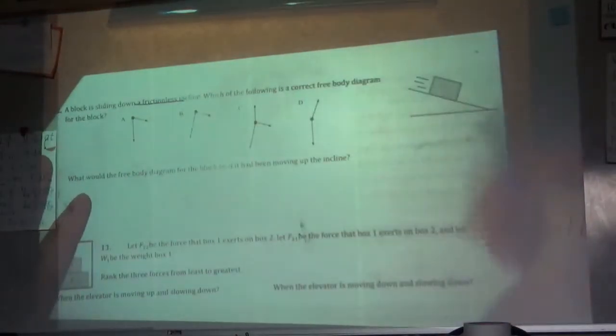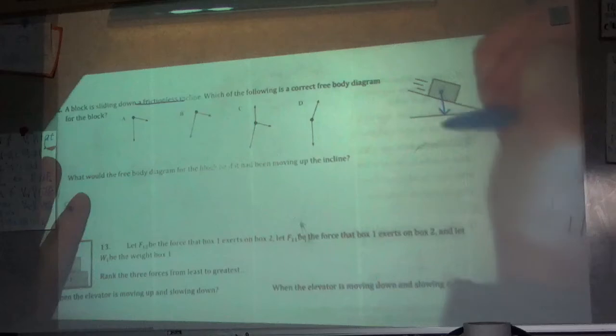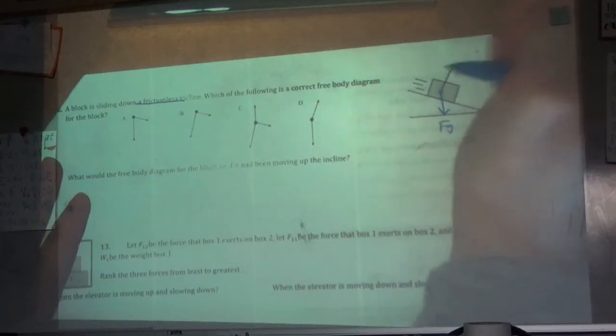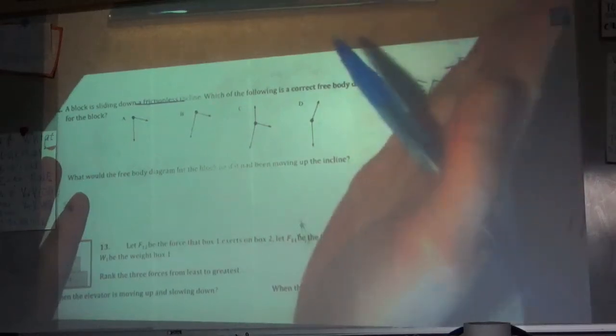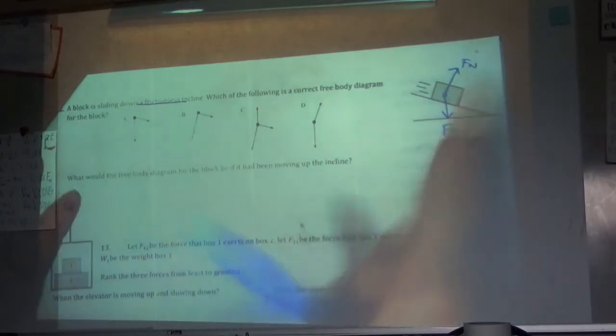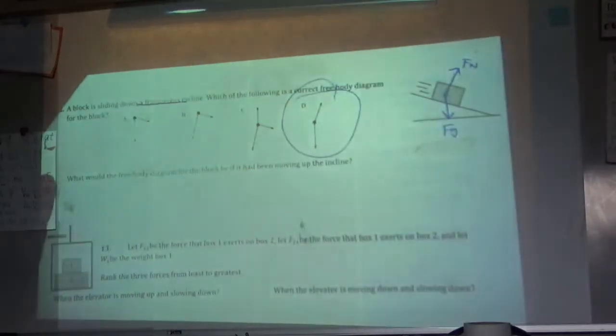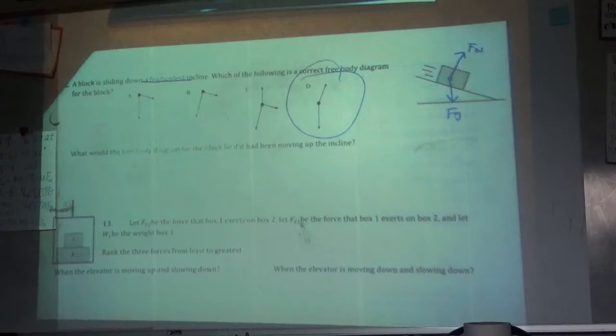Sliding down, frictionless. And we are looking for free body diagram. So force gravity would go straight down. Normal force would have to be perpendicular to the surface, so it would be at this angle. And then there's no friction, so those are the only two. So D. What would the free body look like if it was moving up?